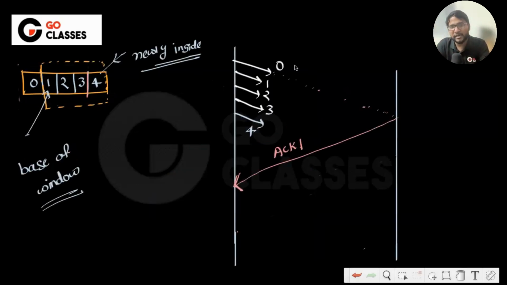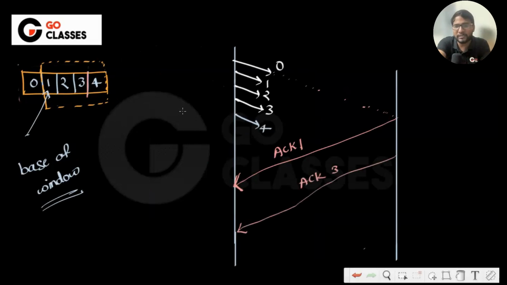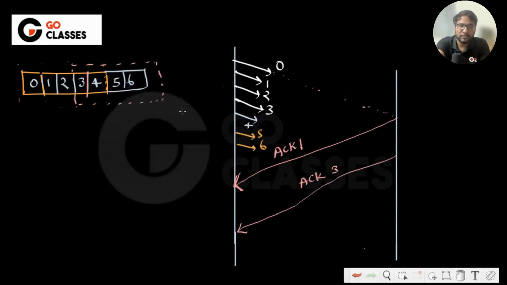The moment you slide, immediately send this packet 4. Whatever is in the window, that is always in flight. That is always outstanding. Okay. Immediately send the packet 4. Let's suppose somehow you get the ACK 3, which means the base of the window will be 3, and 4, 5, 6 is in the window. You immediately send 5, 6 also, right?